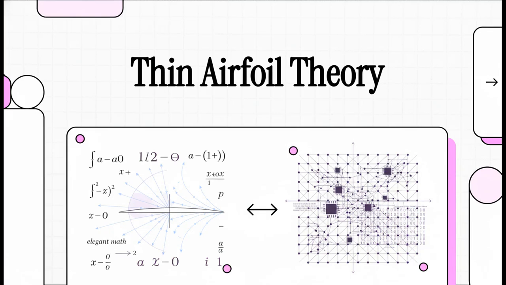Today we're digging into something pretty wild in aerodynamics. We're talking about a theory that's almost 100 years old, but it's still shockingly accurate. And what's really cool is how we're going to look at two completely different ways to solve it. One is all about pure, elegant math, and the other is just raw computer power. And they get the exact same answer.